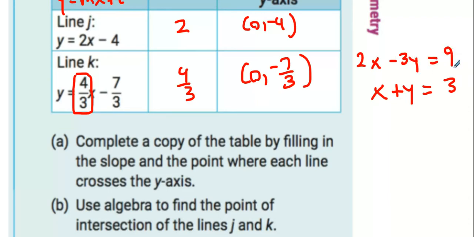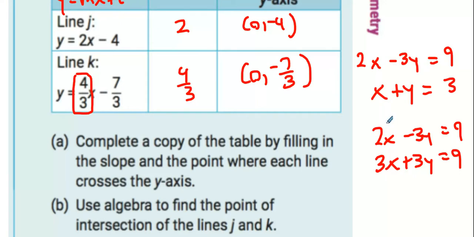I'm just making up numbers. Does anybody remember doing that? And what would you do with the bottom one to make sure that the y's cancel? You multiply the bottom one by 3, and you get 3x and 3y equals 9 for argument's sake. And then what happens when you add downwards? What happens when you add downwards, lads?